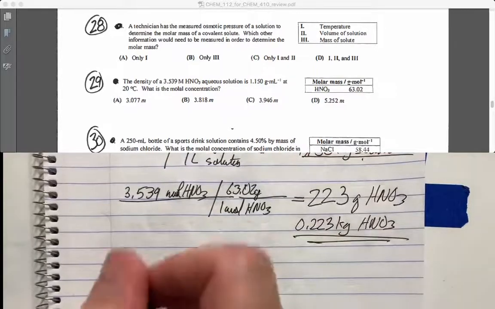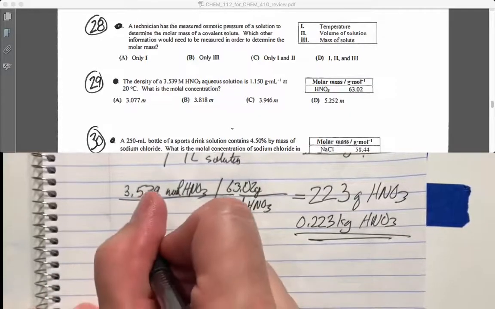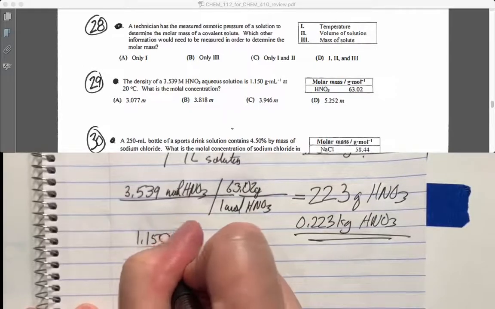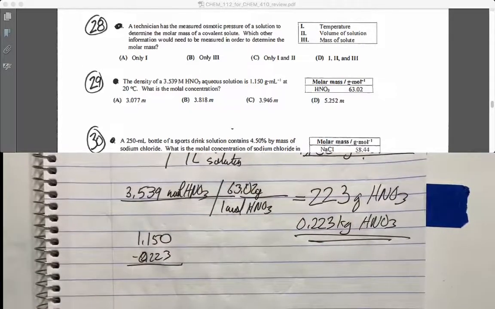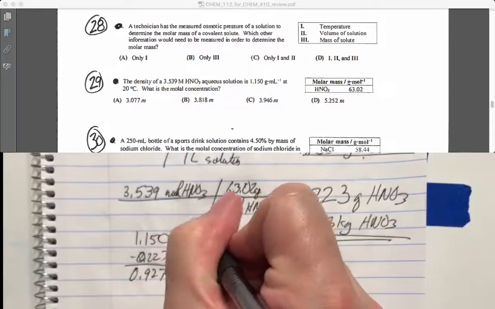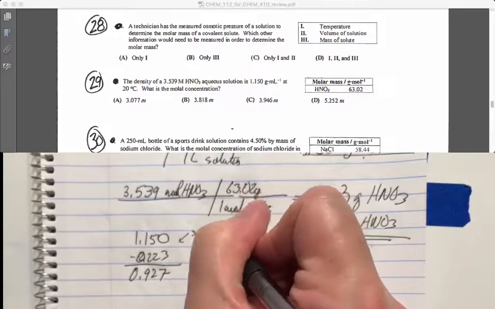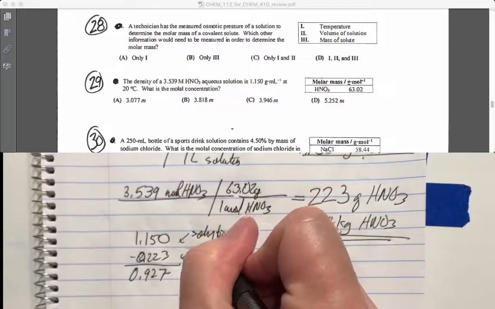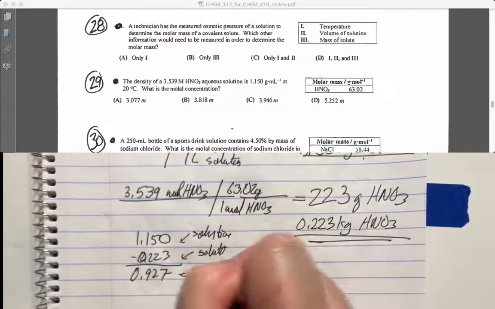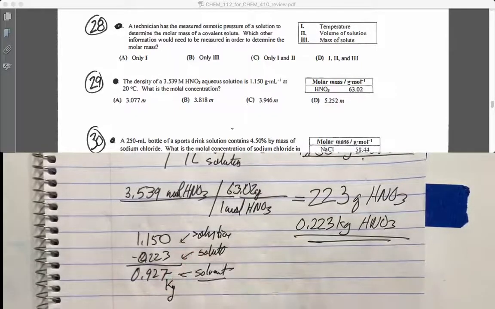Now we can just do a direct subtraction here. So 1.150 minus 0.223. Okay, so 0.927. So this top one was solution, and this was the solute. And so if I subtract the solute from the solution, I know now the solvent. Kilograms. All right, almost there.